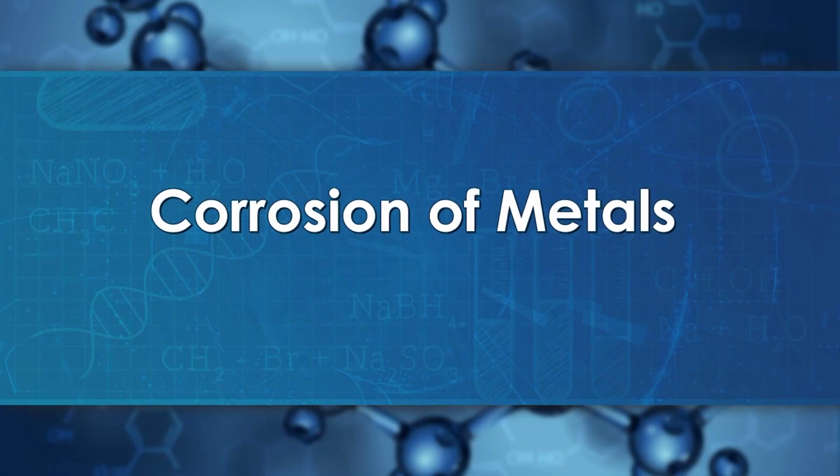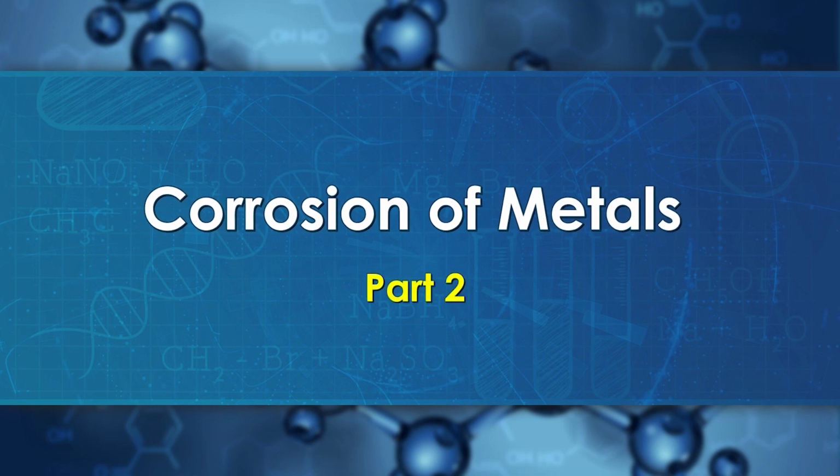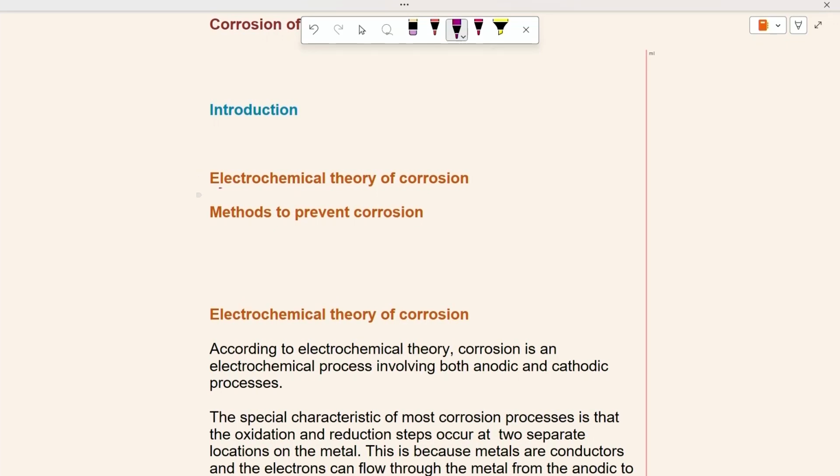Welcome to the 16th session of galvanic cells, which comes again under electrochemistry, and again in this session we will be continuing with the corrosion of metals, and this is the second part of it. In this session, we will be dealing with the electrochemical theory of corrosion and the methods used to prevent corrosion. Corrosion is also very important, only then can you save the metal. So, let us go in detail.